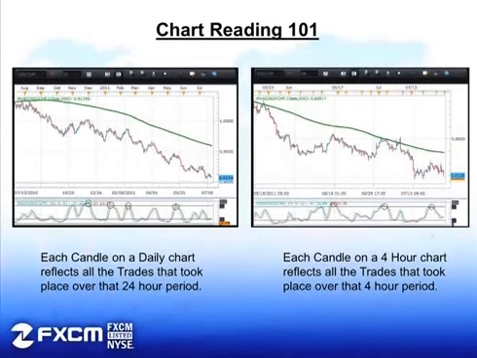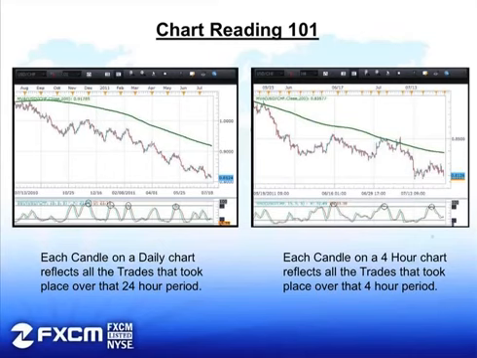Here's a US Swissy pair on the daily chart and USD Swissy pair on the 4-hour chart. And like it says down here, each candle on a daily chart reflects all the trades that took place in that 24-hour period. Because a daily candle is a 24-hour candle, and it runs from 5 p.m. Eastern Time one day until 5 p.m. Eastern Time the next day. And it reflects every single trade that took place in that 24-hour period. That's a lot of trades.